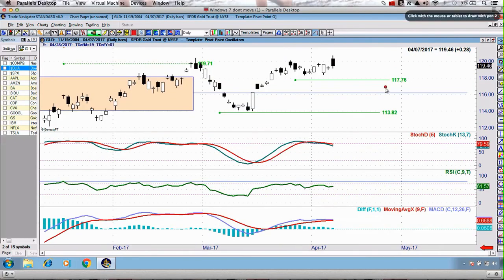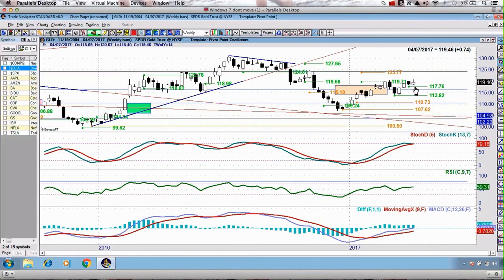This is a rather aggressive entry, 117.76. If you want to be a little bit more careful or delicate in your approach, you'd be looking at about 113.82. That will be a break of this little intermediate swing low. But again, it would just be a further confirmation that the trend itself is reversing.